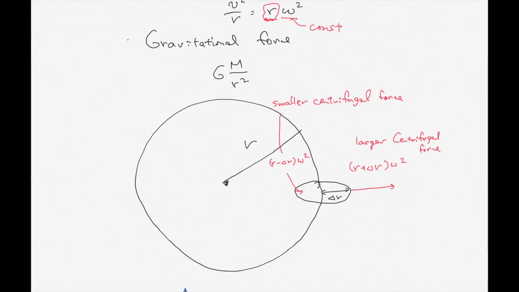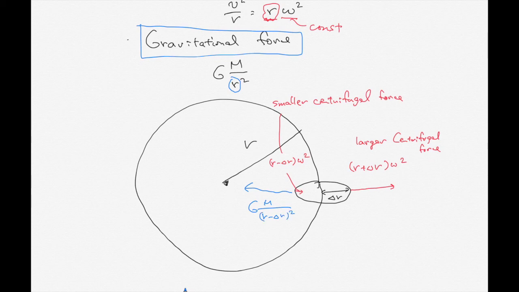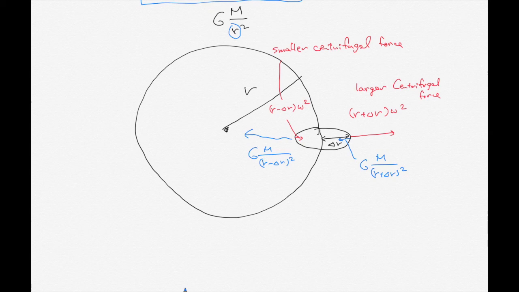Then we'd like to consider the gravitational force. So G and m are constant. Only r is dependent on the distance from the central object. The inner edge has a shorter distance, so gravitational force becomes stronger: G m over (r minus delta r) squared. And at the outer edge, this becomes a smaller gravitational force acting: G m over (r plus delta r) squared. Okay, so these are the equations.